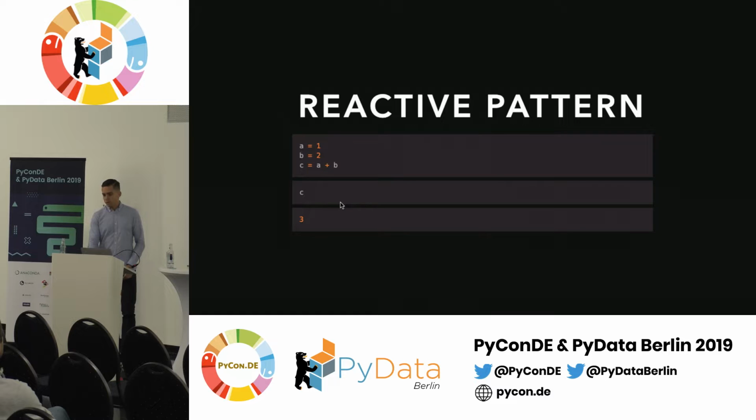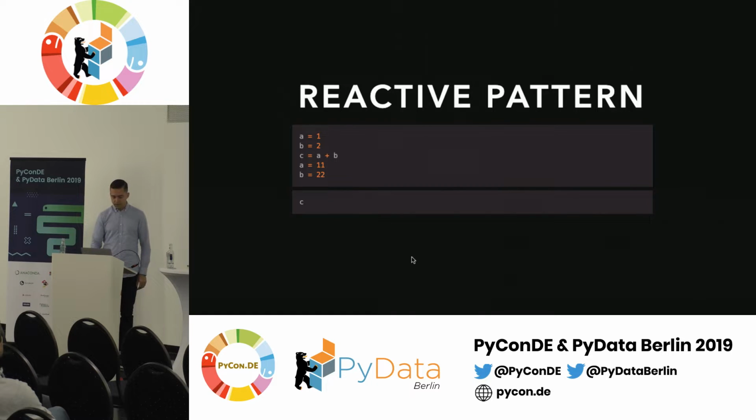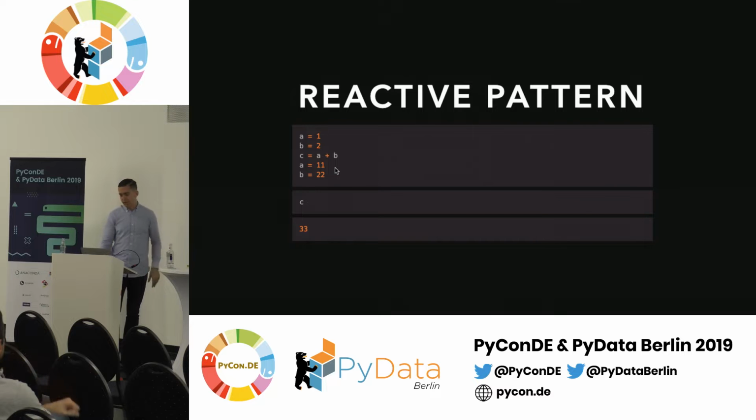Where they start to differ, on the other hand, is if we have the same first 3 lines, but then after the assignment to C, we go and change A and B. All right, so this is a Python program. The value of C is, of course, going to remain 3. If this is a reactive program, in contrast, C somehow behind the scenes finds out that A and/or B changed and becomes 33. Now, there are popular libraries doing that now.